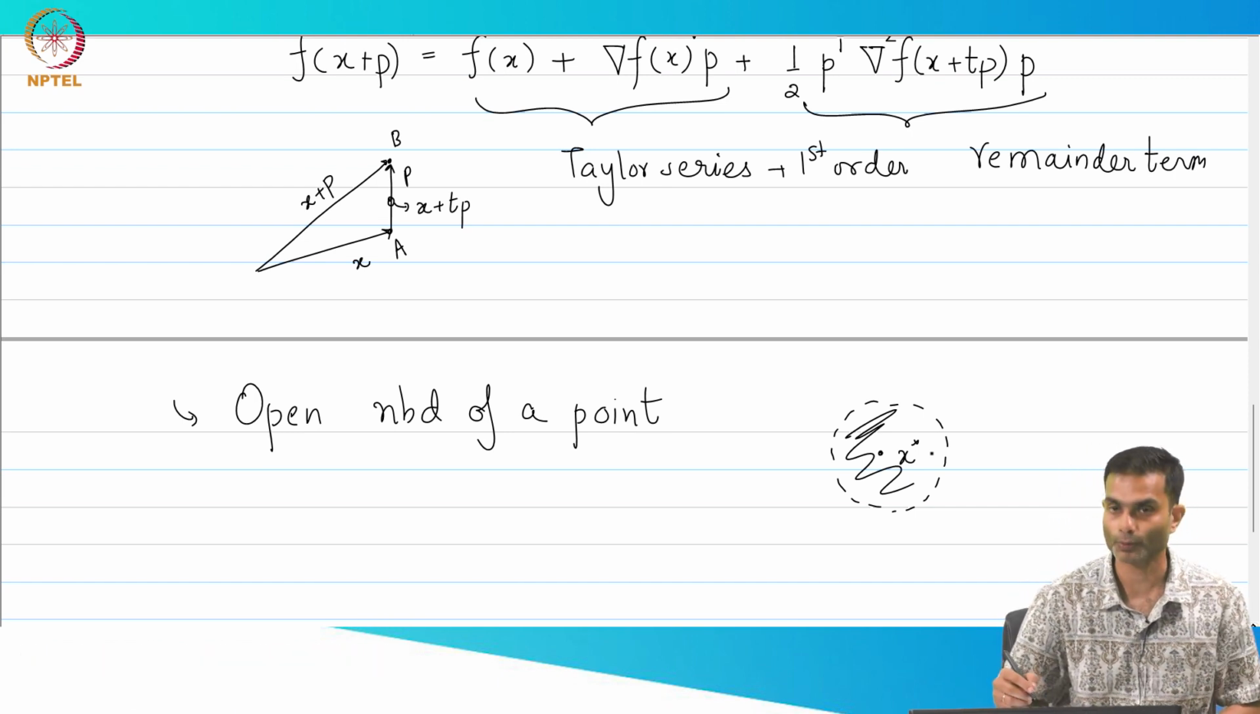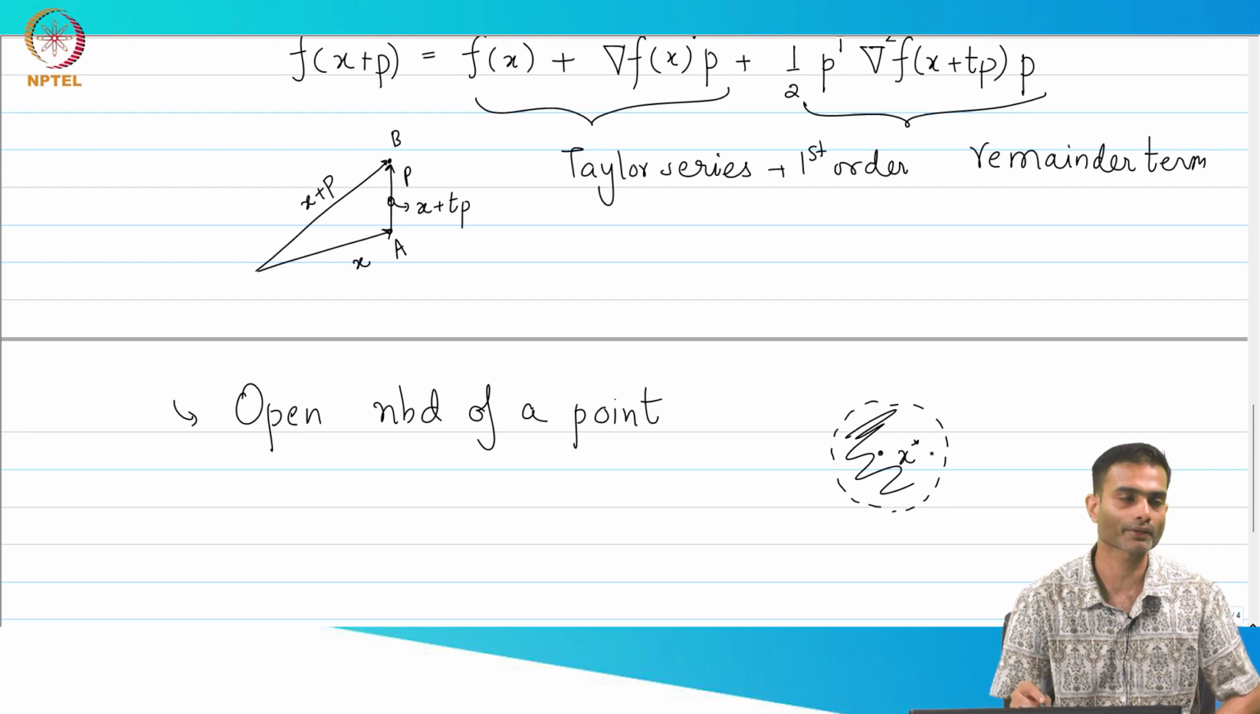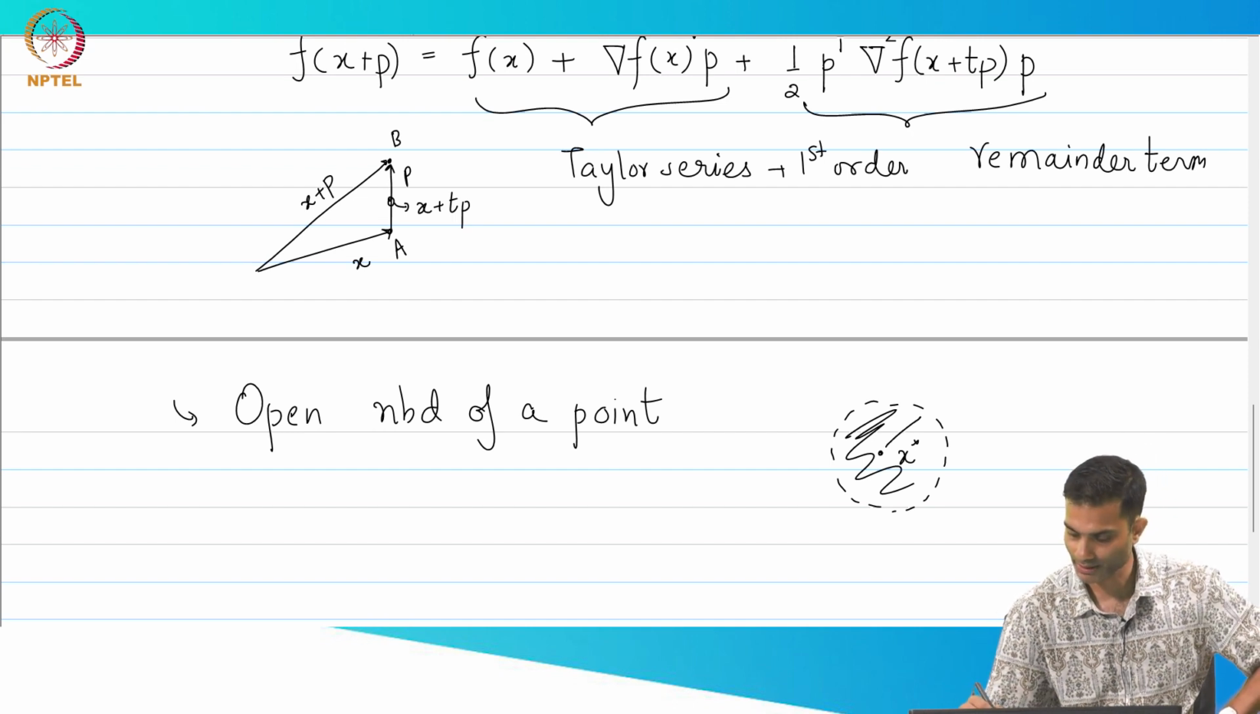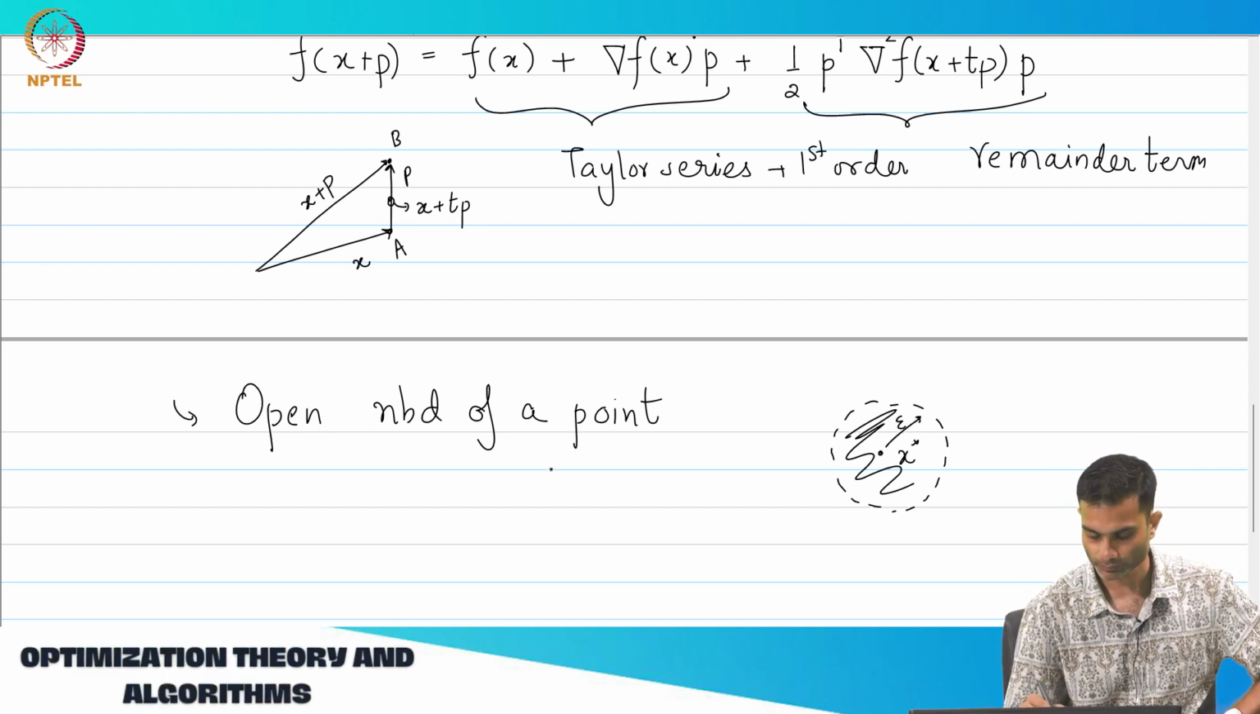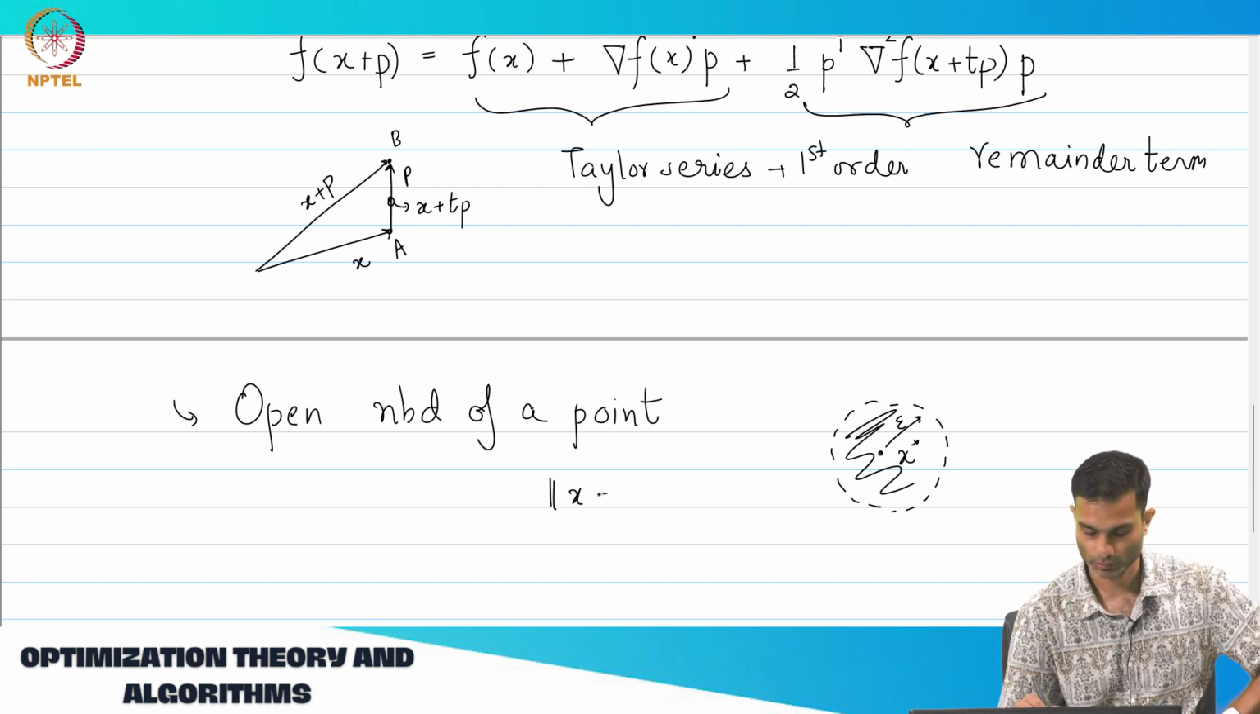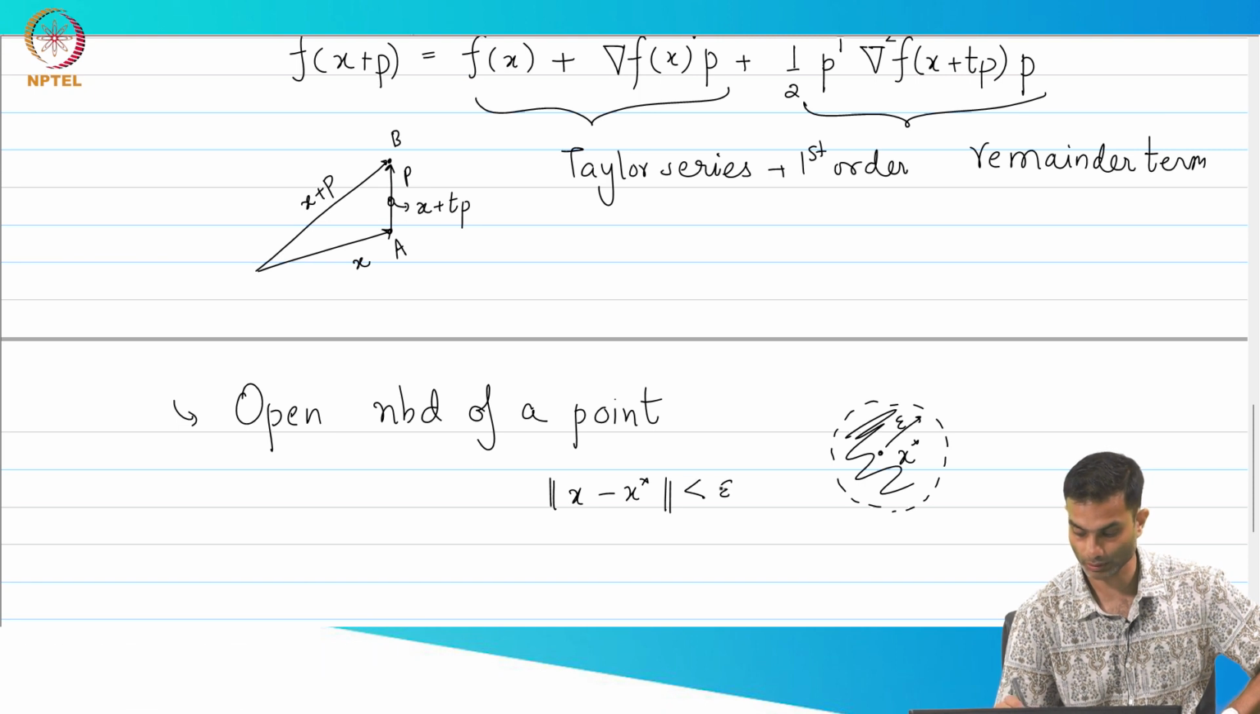So if I were to write it in terms of norms, how would I write it? Let's say this radius is epsilon, the norm is less than epsilon, not less than or equal to.